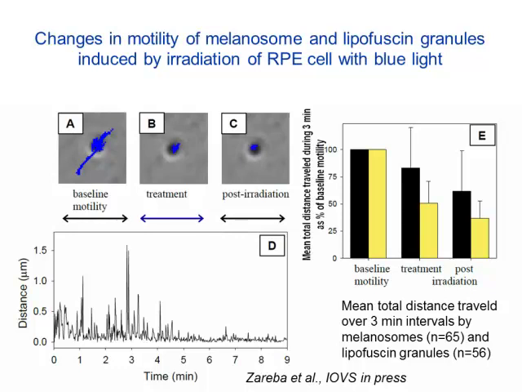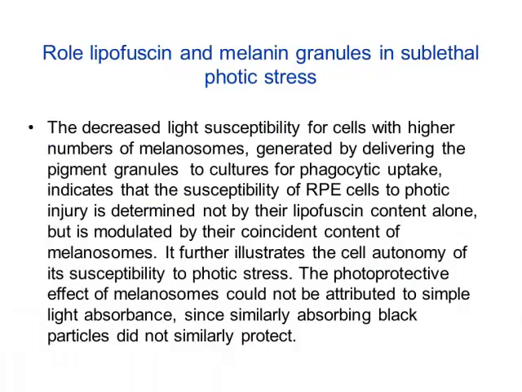Now, here is actually the data shown here. This is the treatment. What you also see, the black figures, show that the slowdown in the lipofuscin motility depends on the presence of melanin. With higher melanosome granule presence in such cells, the effect is not as pronounced. So the decreased light susceptibility for cells with higher number of melanosomes, generated by delivering the pigment granules to culture for phagocytic uptake, indicates that the susceptibility of RPE cells to photic injuries is determined not by their lipofuscin content alone, but is modulated by their coincidental content of melanosomes.